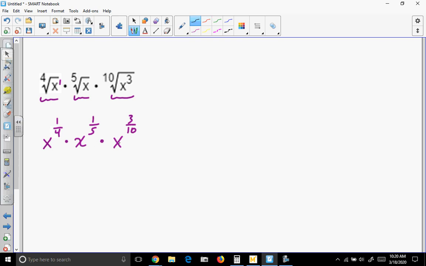So now that we have x to the power, notice all of these have the same base. So we're multiplying with the same base, we add the exponents. So if we can add those exponents, then we're able to combine these. So 1/4 plus 1/5 plus 3/10. What will our common denominator be? What is a number that 4 goes into, and 5 goes into, and 10 goes into?